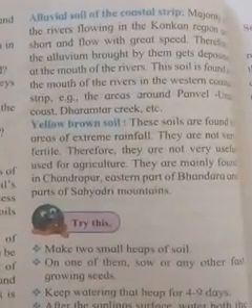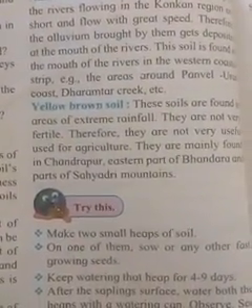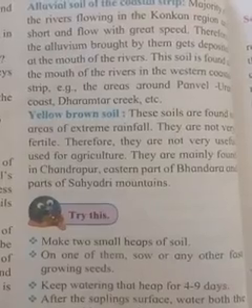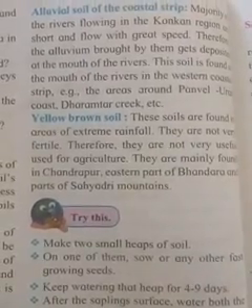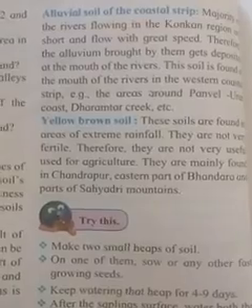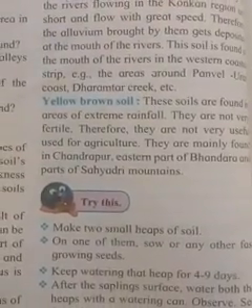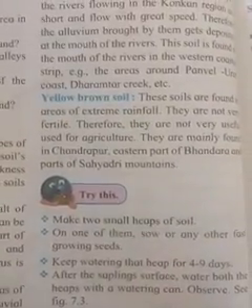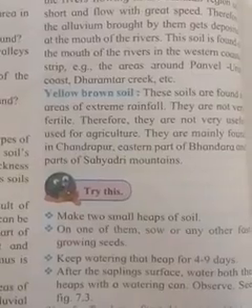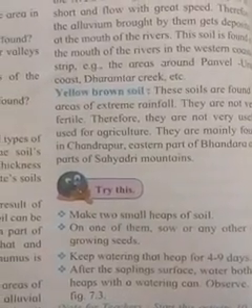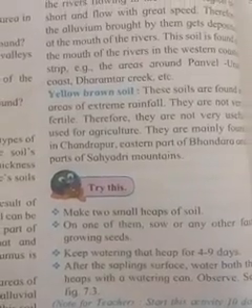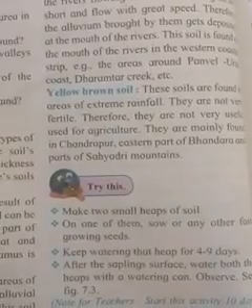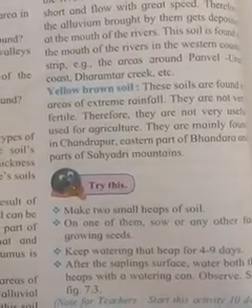Yellow brown soils. The fifth type of soil is the yellow brown soils. These soils are formed in the areas of extreme rainfall. Extreme means more, that means where the rainfall is more. They are not very fertile. That means this soil is not very fertile because of the heavy rainfall. They are not much used for agriculture. That means this soil is not useful for agriculture.